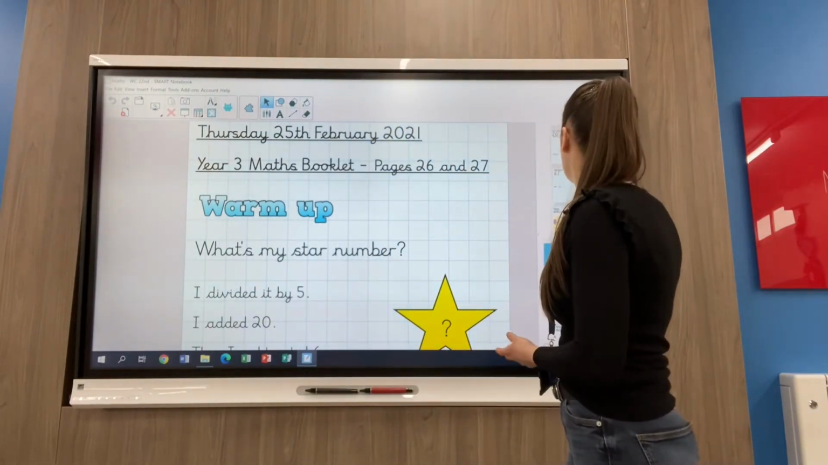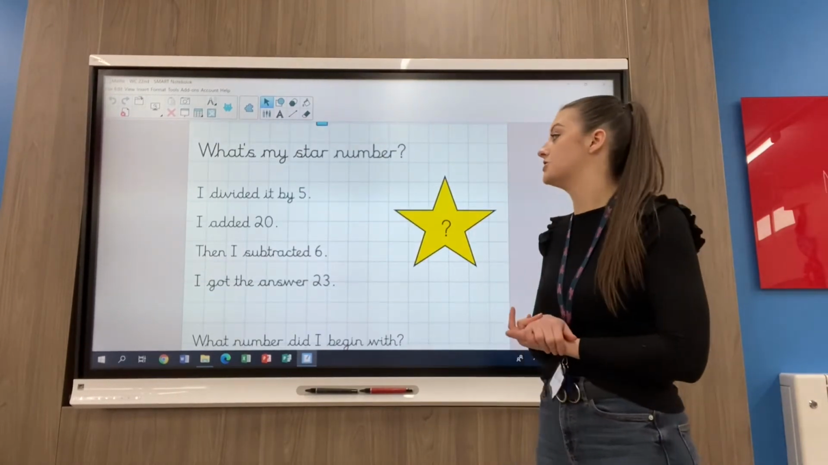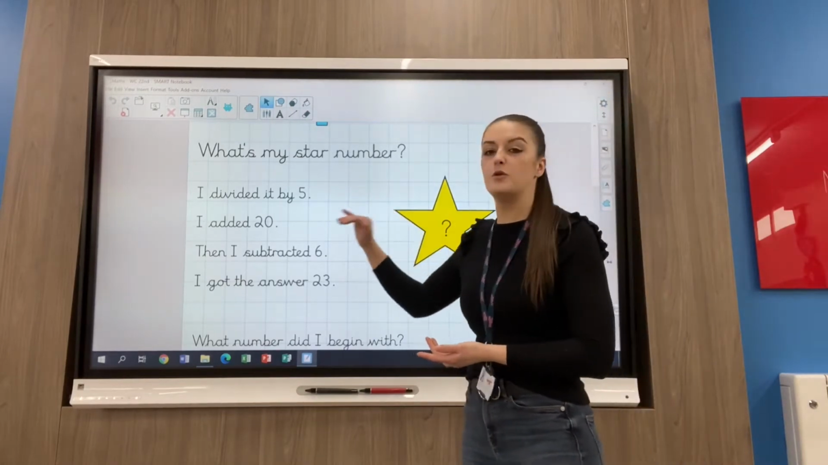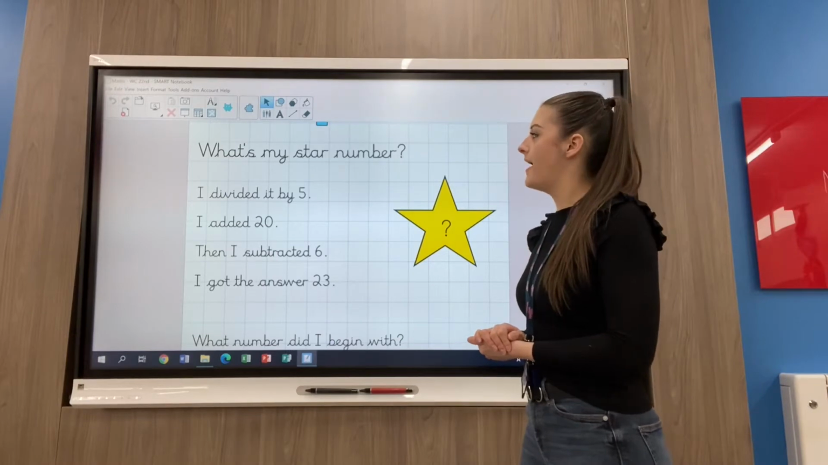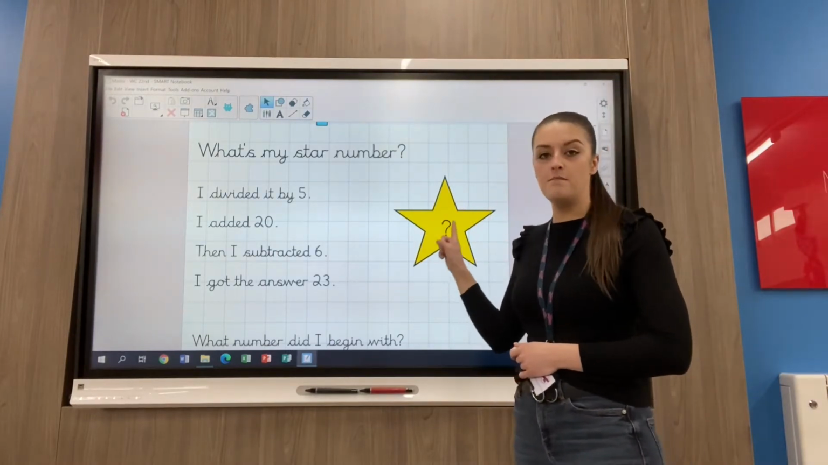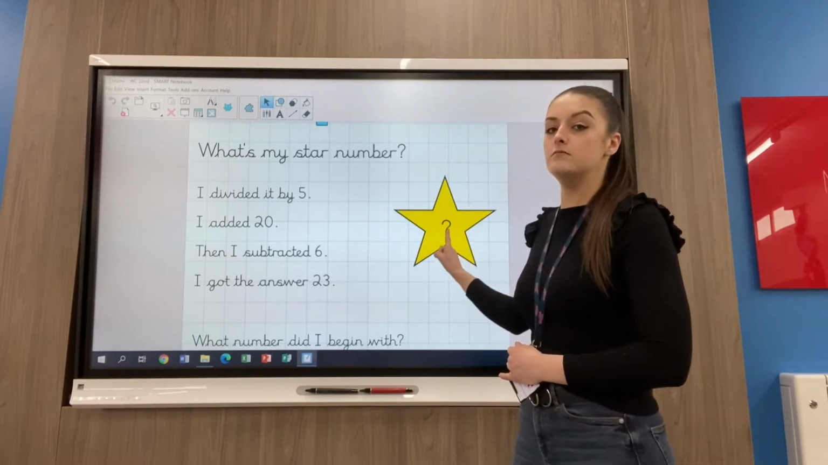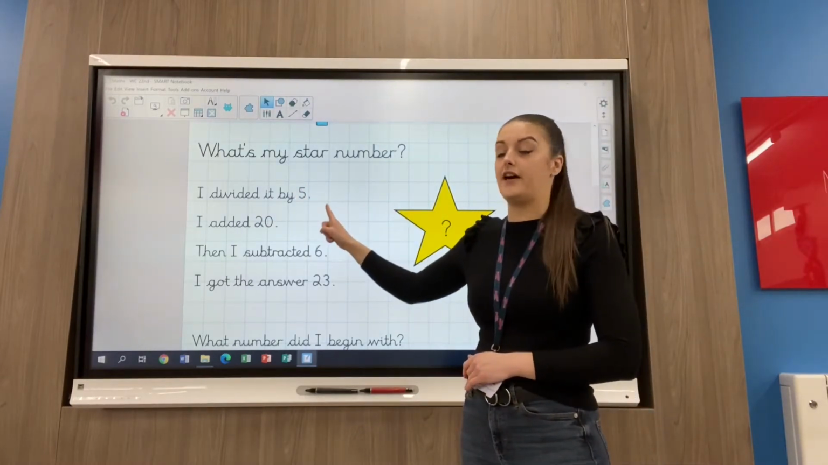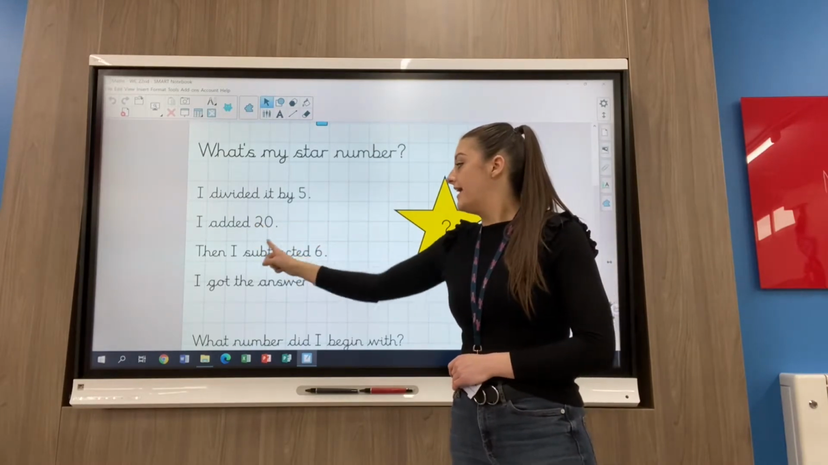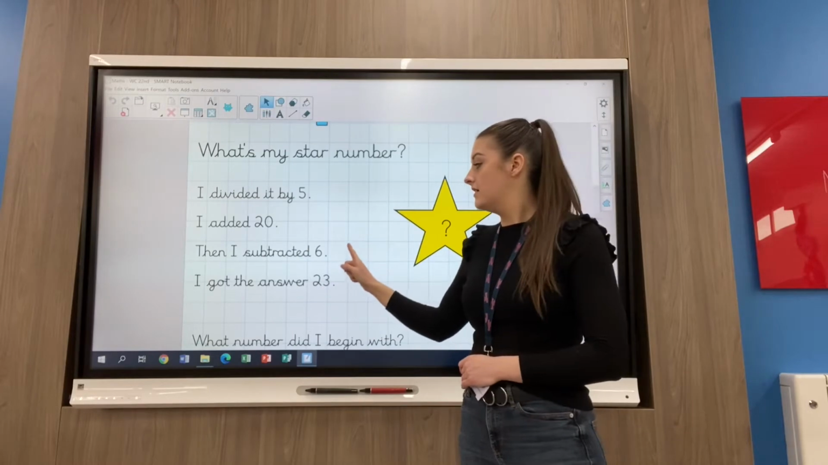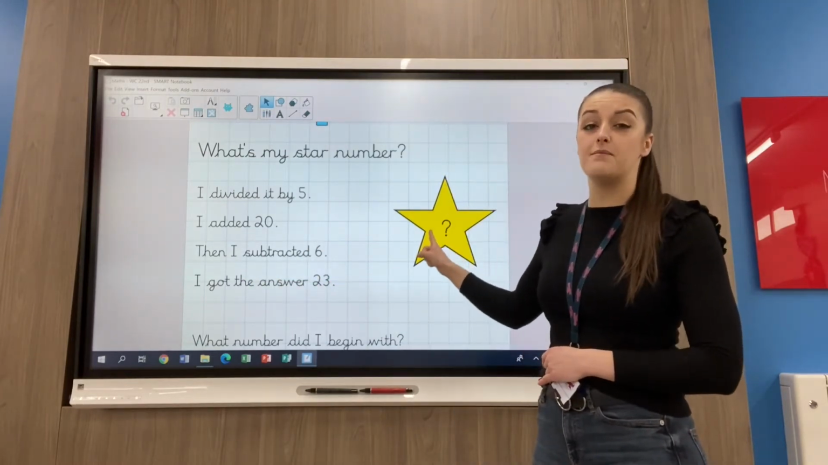So I have for you another star number challenge, and I know we are amazing at star number challenges. And I've added a couple more steps this time because I think they were a bit too easy before. So my star number, you've got to imagine I've got a number behind this star, okay? I started with a number, I divided it by 5, I then added 20 to the number, then I subtracted 6, and I got the answer 23. So what number did I begin with?